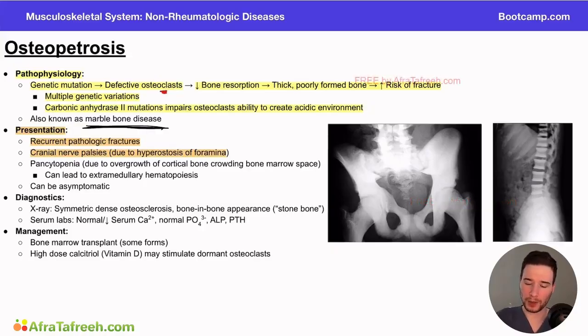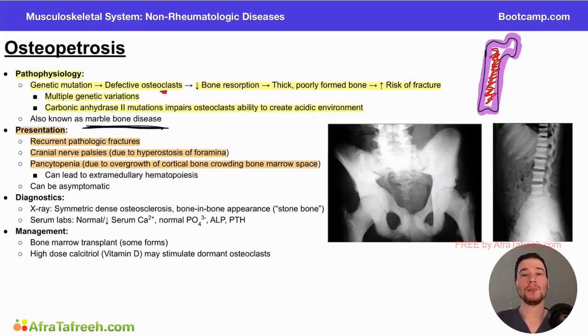Additionally, patients can also present with pancytopenia. And the reason for this is due to the overgrowth of cortical bone crowding the bone marrow space. So if we think about our bone, we typically have the thick cortical layer on the outside. And inside the bone, there's the trabecular portion. And in that trabecular portion, or the spongy bone, we have our bone marrow, and a lot of blood cells form. And this is a typical normal healthy bone.